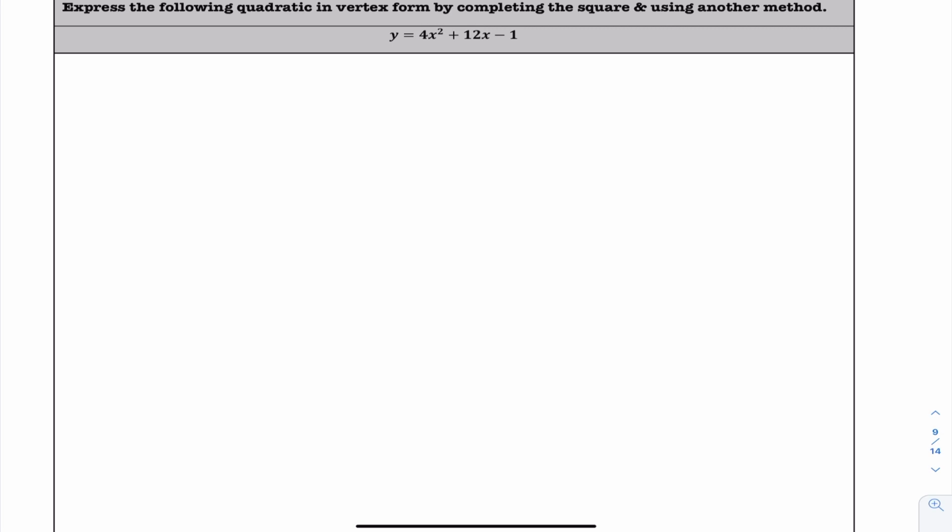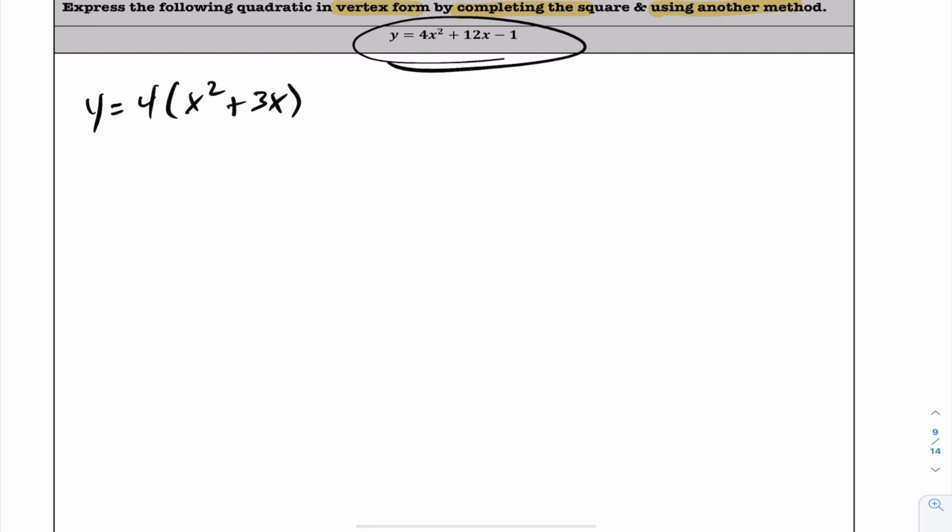Moving on to the next question here, we want to express the following quadratic in vertex form by completing the square and using another method. So let's talk about that. I've got the quadratic here. I'm going to first do it using completing the square. To complete the square, you factor the leading coefficient out of the first two terms. In this case, this becomes x squared plus 3x, and then minus 1.